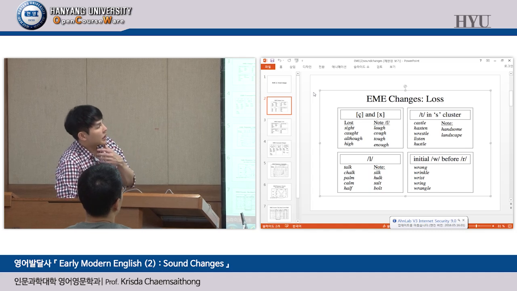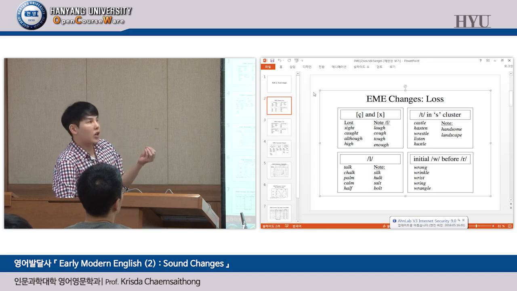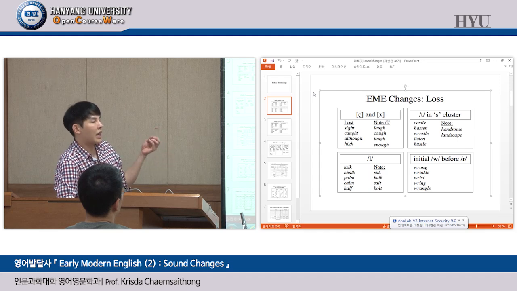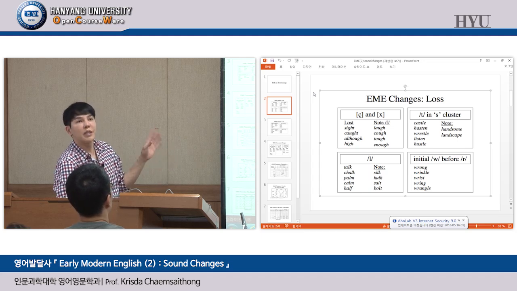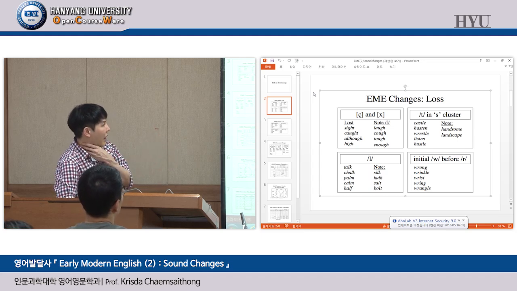Now in the second cell here, T in S cluster is also lost. For example, castle, hasten, wrestle, listen, and hustle, right? Also the D in handsome and landscape is also lost, okay?